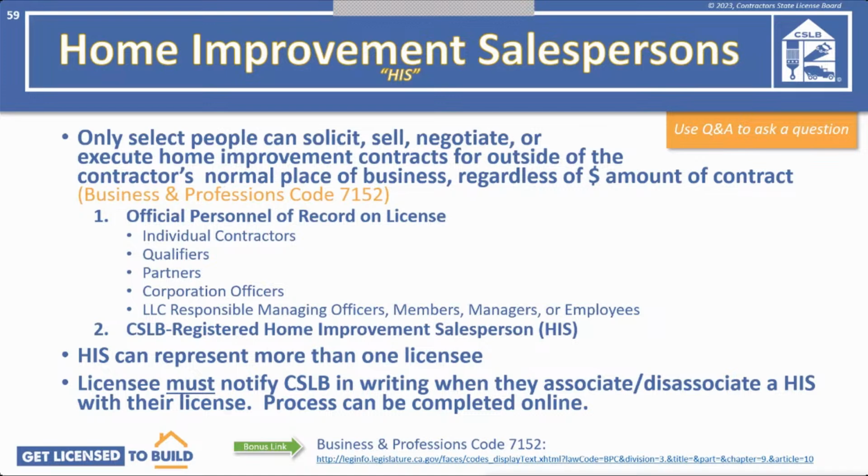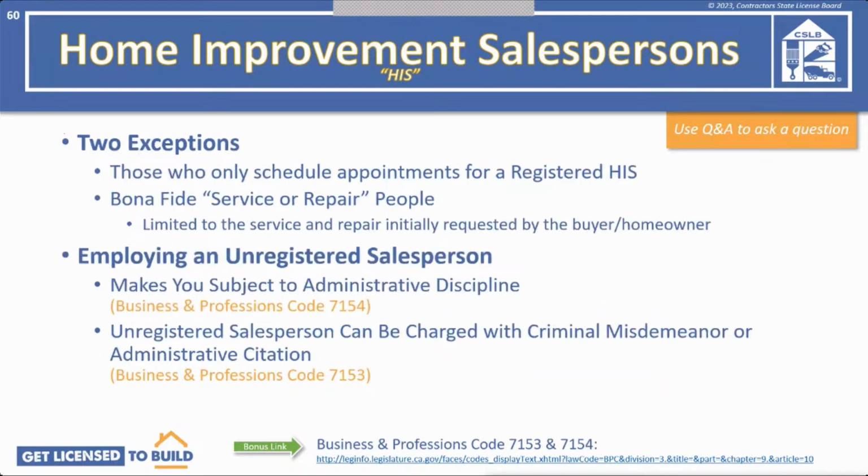The licensee must notify CSLB when they either associate or disassociate an HIS with their license. This process can now be completed online as well. There are a couple of exceptions to note. First, are those who only schedule appointments for the contractor or registered HIS, and bona fide service and repair people. These are the folks you call out for repairs, including for things like air conditioning, heating, and plumbing. But those service and repair people are limited to the work that was initially requested by the buyer or homeowner.